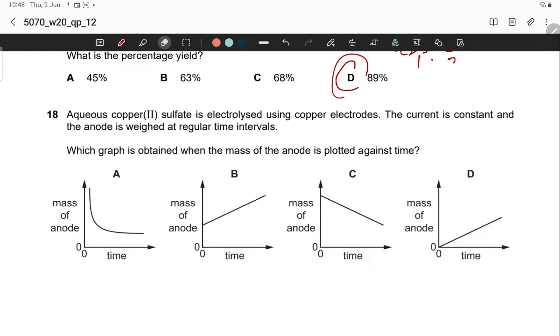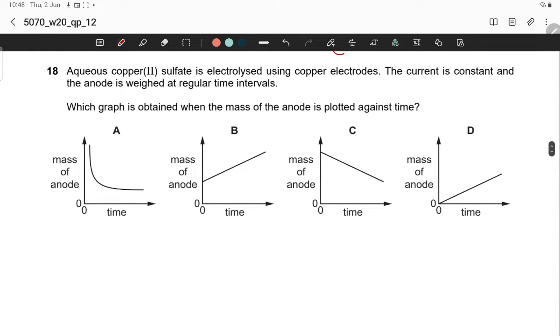Question number 18. Aqueous copper(II) sulfate is electrolyzed using copper electrodes. The current is constant and the anode is weighed at regular time intervals. Which graph is obtained when the mass of the anode is plotted against time? So the mass of the anode is decreased.